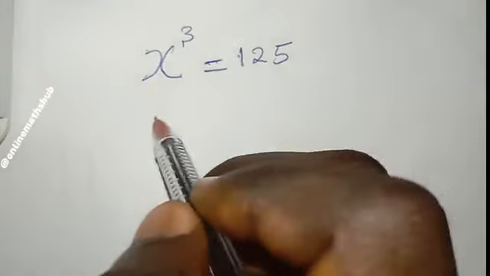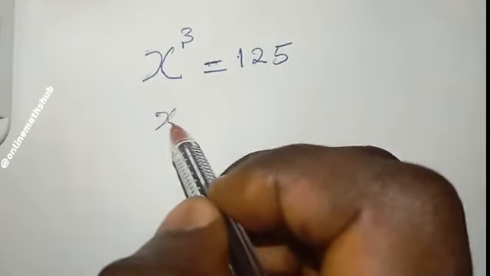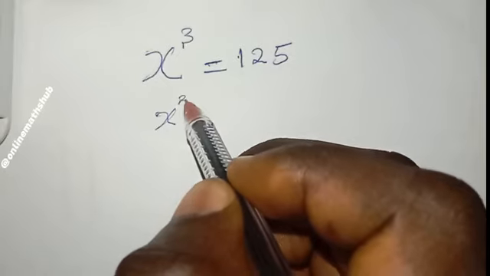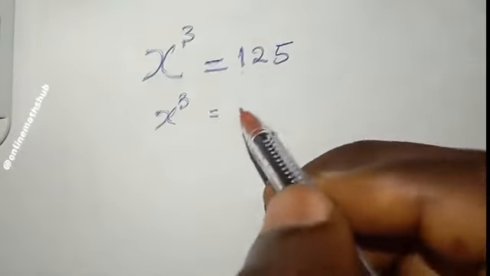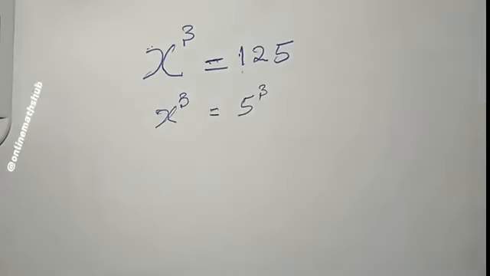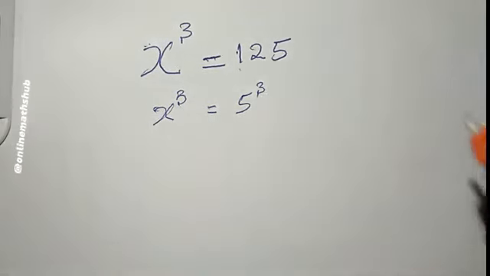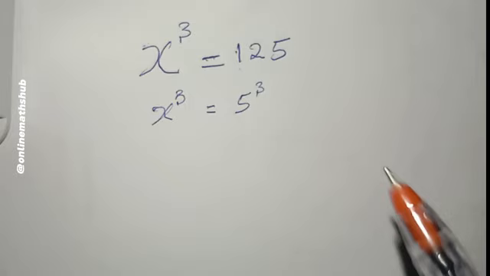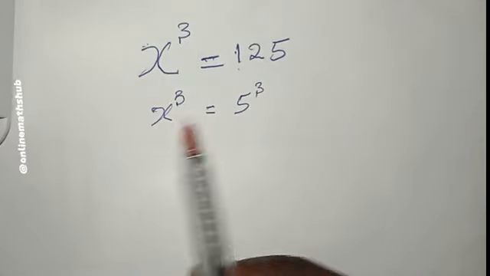Okay, so what I'm going to do is rewrite this 125. So what I have here is x power 3 is equal to, I can write this 125 as 5 power 3. Of course, if I take the cube root of both sides, I'm going to get the first value of x, which is basically 5.